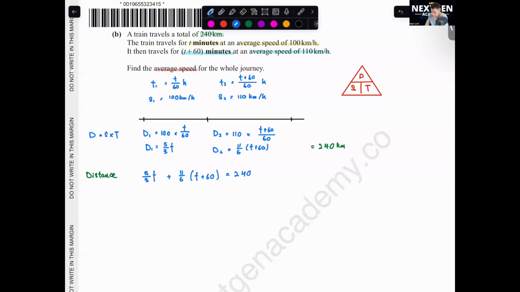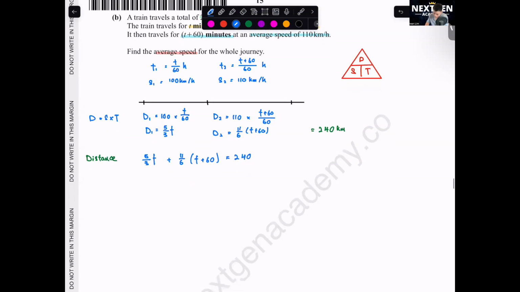The reason why we do this is so that we can find the value of t. I'm solving for t over here. To simplify this entire thing, either you open up the bracket first, or you multiply the whole thing by 6. Up to you. If we open up the bracket, it will look like this: 11 times 60 divided by 6 plus 110 equals 240, with 5 over 3 plus 11 over 6.